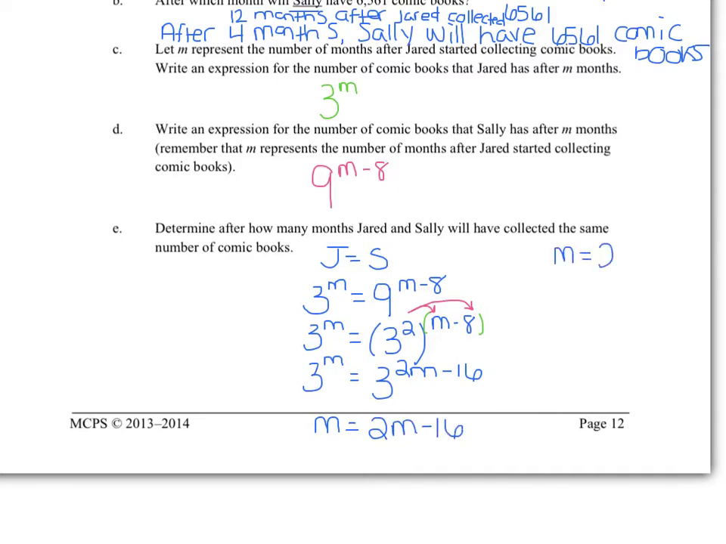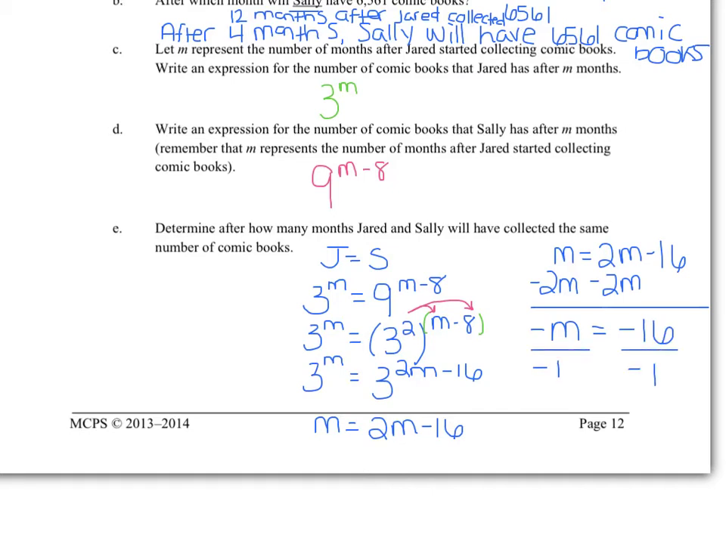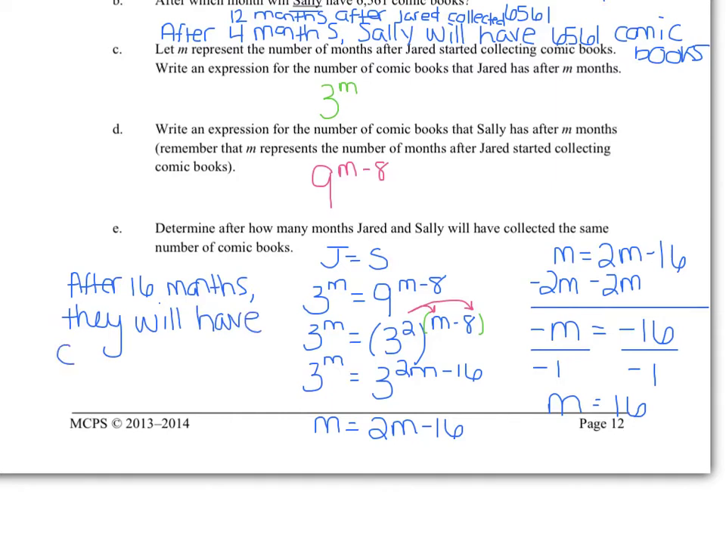So I'm going to write this up here, and we're going to solve for m. I'm going to take away 2m on both sides, because what I do on one side, I do on the other. This is going to give me negative m equals negative 16. To get m by itself, I have to divide by negative 1, and so m equals 16. We always want to write a sentence at the end, so I'm going to say after 16 months, they will have collected the same number of comic books.